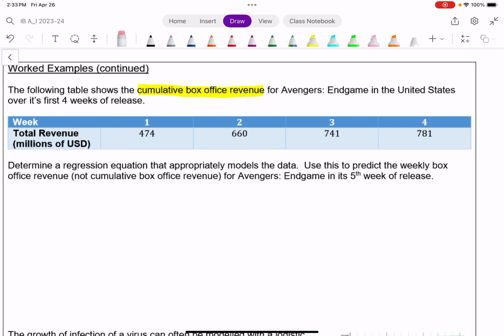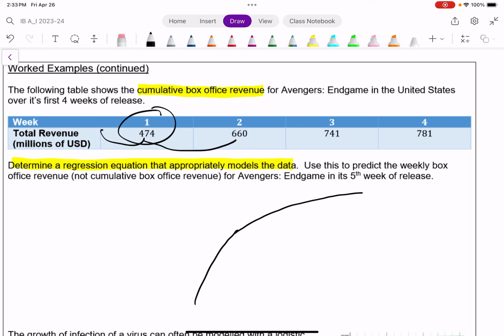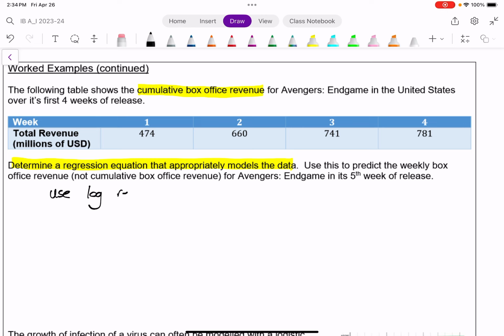So I want to create a regression model for this first, and I have to think what's an appropriate model for this. In general, anytime we have a function that increases quickly at first and then slows down, that's what we see here. It jumps up from 0 to 474, but then it's slowing down. We have some sort of growth like this. A logarithmic model is always quite appropriate. So I want to use logarithmic regression, which actually is going to be in terms of the natural logarithm.